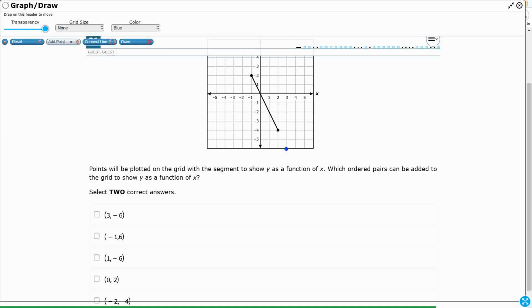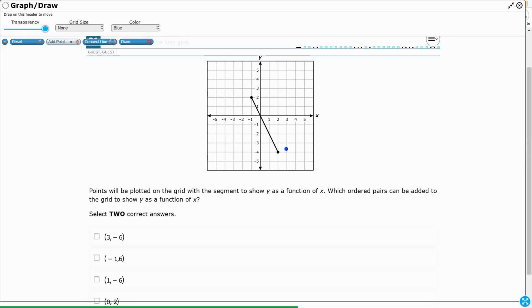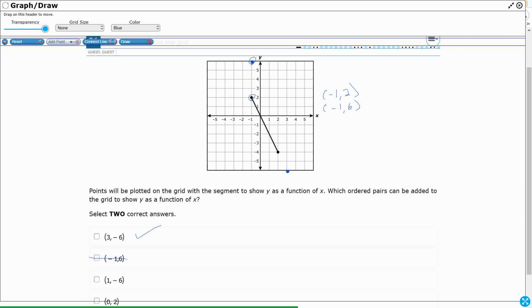I've got a -1, 6. Now that's going to kind of go up. So I need to bring this up a little bit. -1, 6. Now notice the problem with that -1, 6. If I've got that -1, 6, I've got an x value, -1, that goes to 2 points. I've got -1, 2, and I've got -1, 6. So this is not going to work. This could work. And that's the definition of a function. Each x only goes to one y.